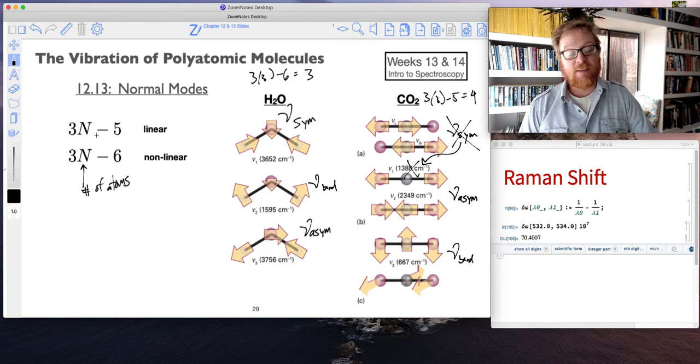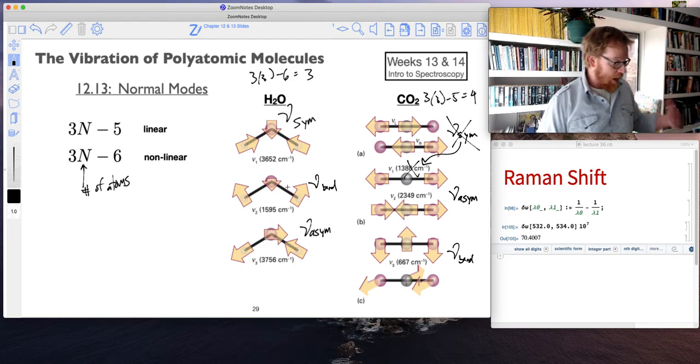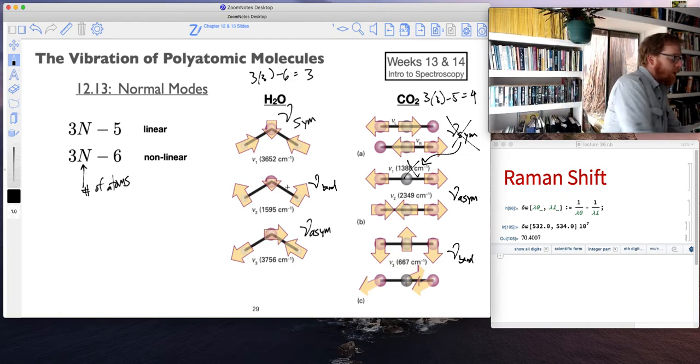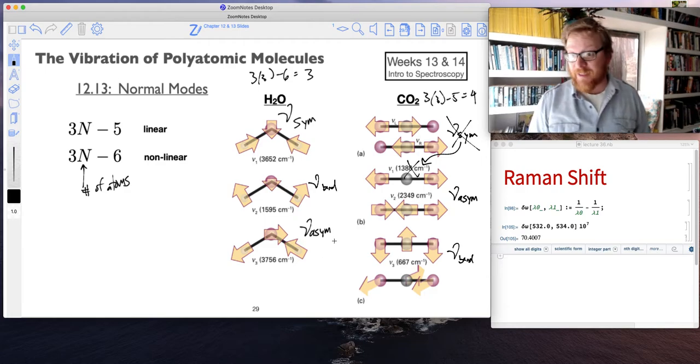Okay, and this normal modes analysis just predicts how many normal modes we have. It doesn't necessarily tell us how many peaks there will be on the IR spectra, because we have to remember our selection rule that there's got to be a dipole moment.